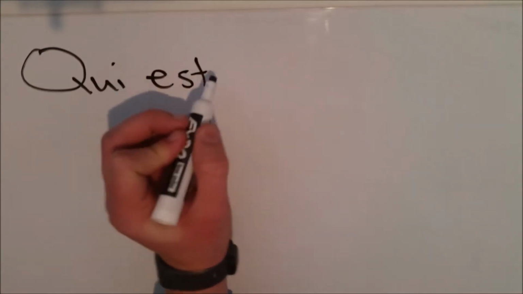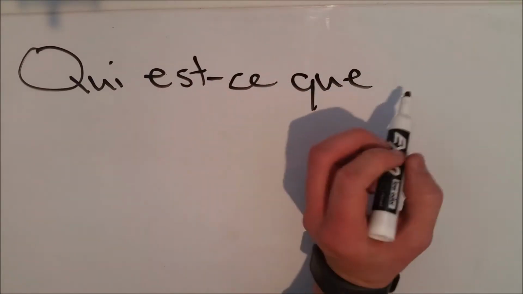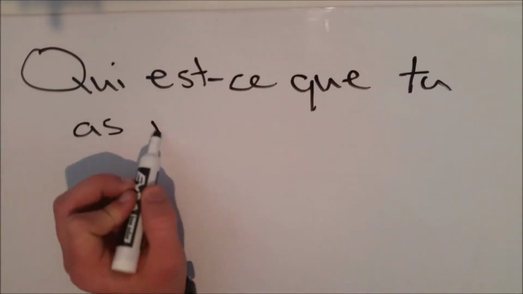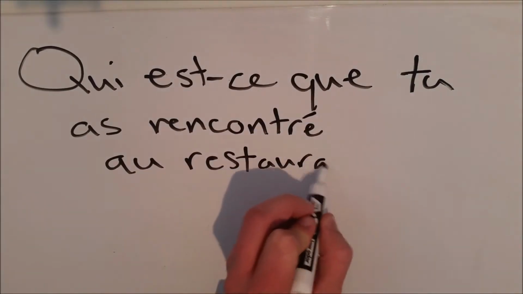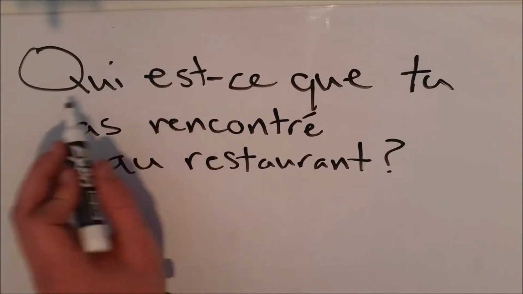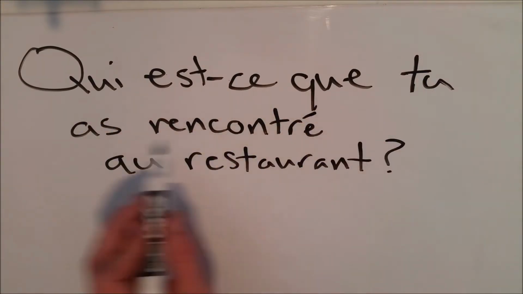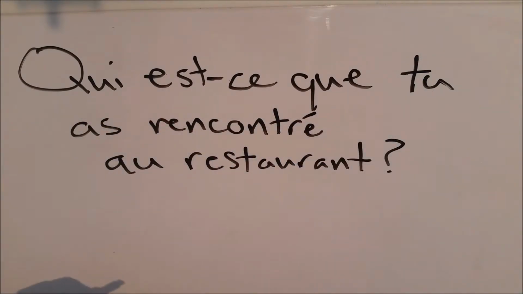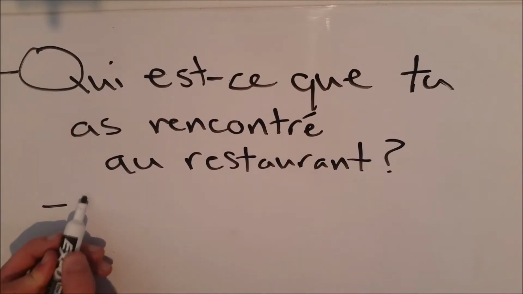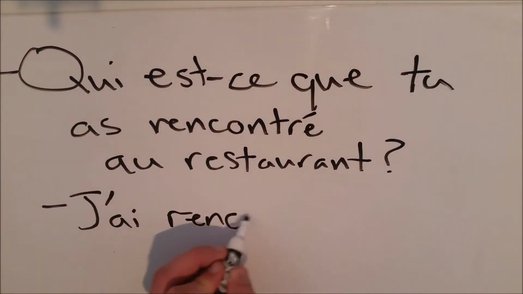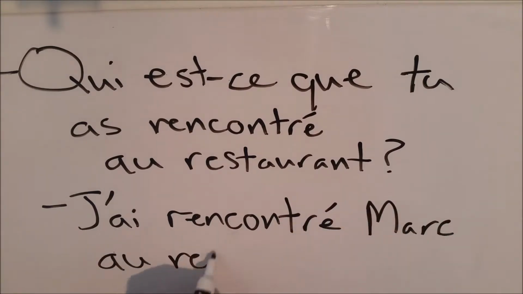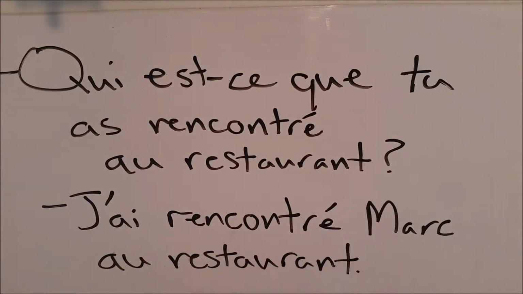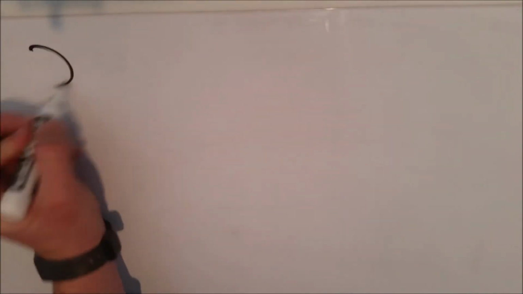Our next question is qui est-ce que tu as rencontré au restaurant? And here we're talking about a person, but this person is the object of the verb rencontrer. So we could respond, j'ai rencontré Marc au restaurant. Marc is a person who is the object of rencontrer.